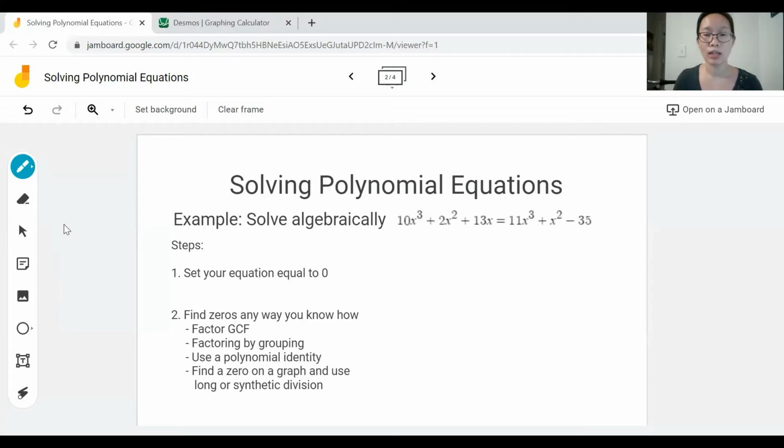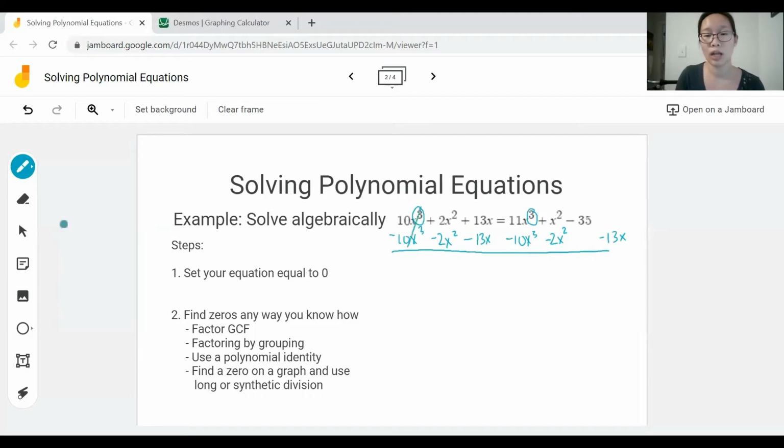When I do this, I like to look for my highest degree exponent. And I want that to be positive because I don't like factoring with negative leading coefficients. So I'm going to take my 10x cubed, and I'm going to move it to the right side. And then I'm going to move everything else on the left over to the right using inverse operations. So I'm going to subtract the 2x squared, lining that up with my x squared. I'm going to subtract the 13x, and I don't have an x term, so I'm just writing it off to the side.